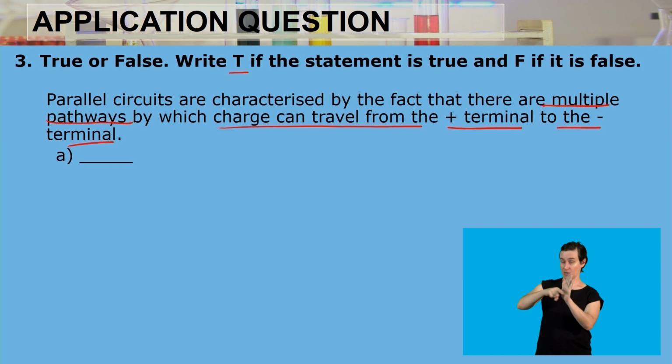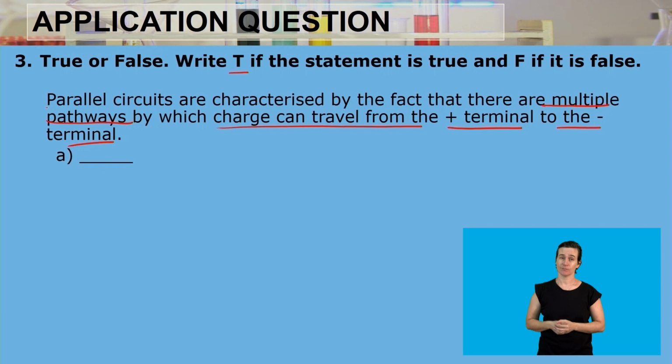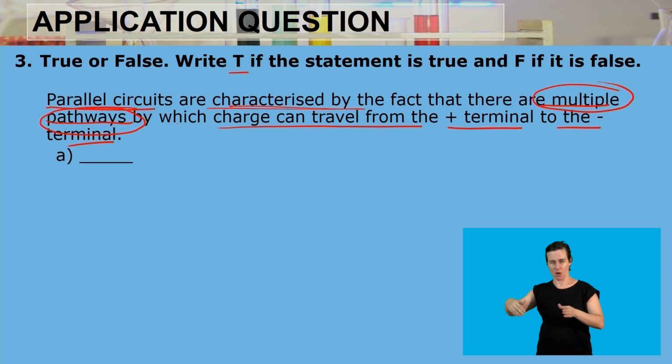Now remember, a parallel circuit is one whereby there's more than one way, or more than one pathway, that a current can take flowing from one point to the other. So because we are saying that a parallel circuit is characterized by the fact that there are multiple pathways by which a charge can travel, moving from a positive terminal to a negative terminal.